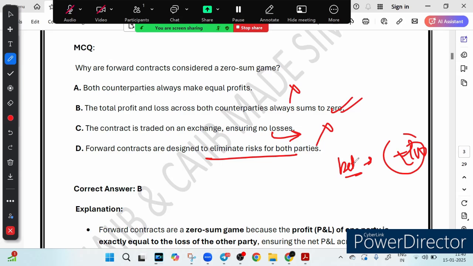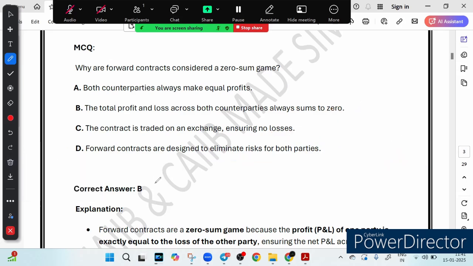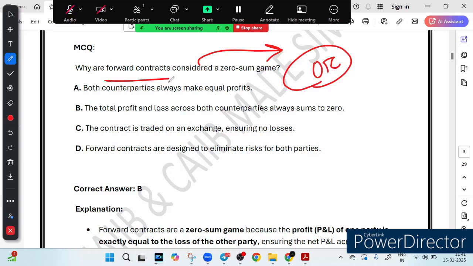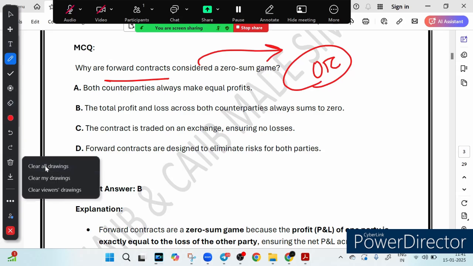Right. So let's summarize the key points. Forward contracts are a zero sum game because one party's profit equals the other party's loss. These contracts are over the counter agreements, not traded on exchange. They don't eliminate risk but redistribute it between the two counterparties. The net profit and loss across both parties in a forward contract always sums to zero. I hope this explanation helps you to understand the basic concept. Now let's move on to the next question.